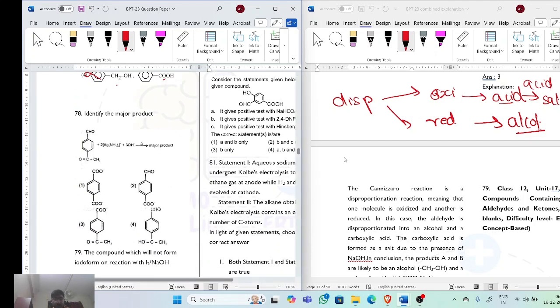Now question number 78. Identify the major product. We have benzaldehyde with a C double bond O, CH3 group attached to it, Ph CHO. So we have to find the major product.